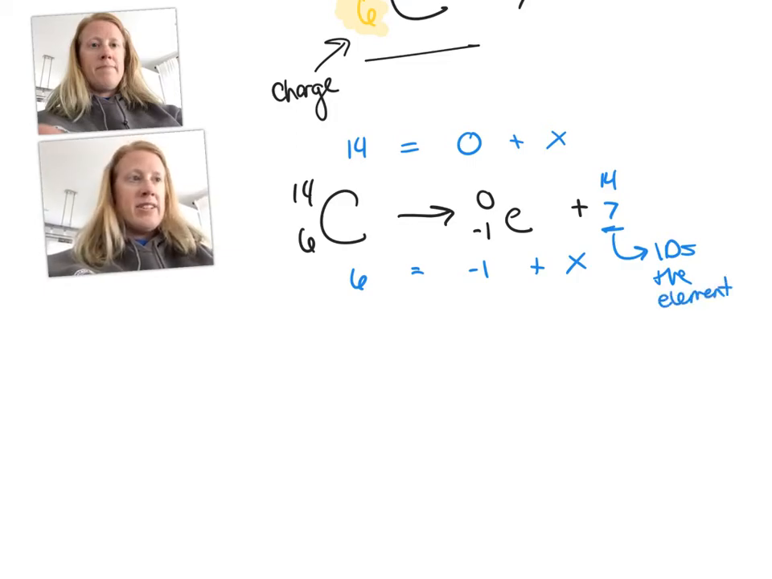And I see that number 7 is nitrogen. And so that's what's left over. Now look at this. I'm taking a carbon nucleus and I'm turning it into a nitrogen nucleus. That's wild, but that's actually what happens in nuclear chemistry. Let's do one more example of that.